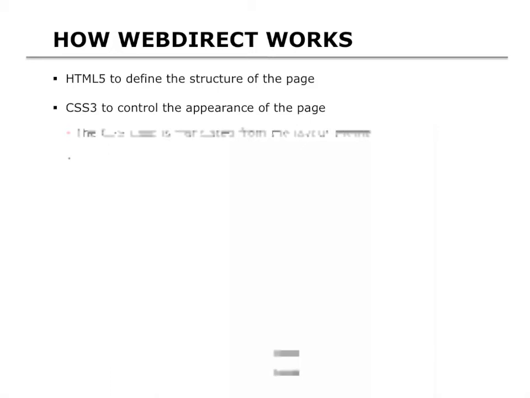WebDirect works using HTML to define the structure of the page, cascading style sheets, and that is CSS3, to control the appearance of the page. And by this we mean that the CSS is actually used to translate the theme that you pick in FileMaker to the user's web browser. It also uses JavaScript to enable interactions, for example, clicking on a button or switching from one tab to another.